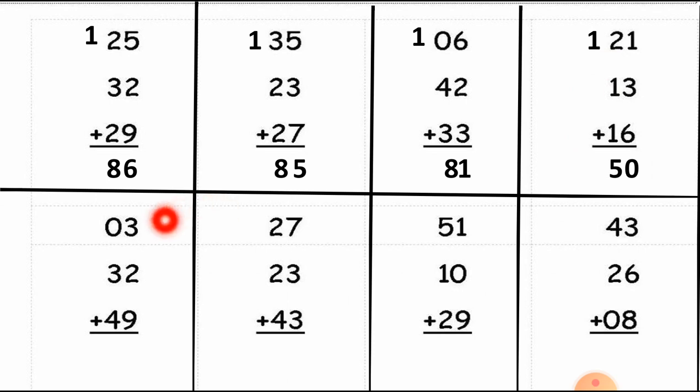Let's move to the next one. Here is 3 plus 32 plus 49. In this, the ones column is 3 plus 2 plus 9. So the answer is 14, and let's put one as a carry forwarded number, and let's add the tens column now, which is 1 plus 3 plus 4, and the answer is 8. So the final answer is 84.